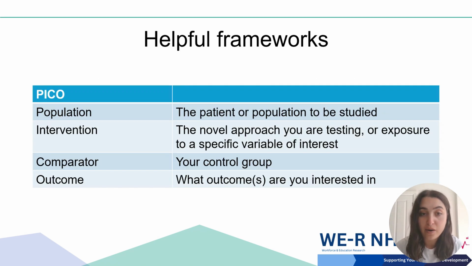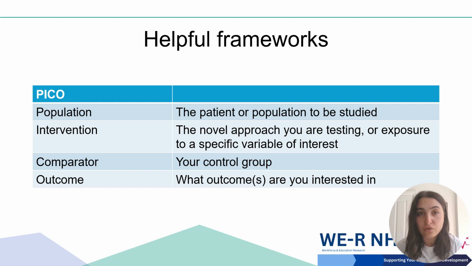There are a few other helpful frameworks that you can use to help you plan your research project. The PICO framework is relatively well known and is often used within systematic reviews, but it can also be really helpful when planning a research study. PICO stands for Population, Intervention, Comparator and Outcome, and this helps you to specify both the patient or population to be studied, the approach you are testing or exposure to a specific variable of interest, so your intervention, your control group or whoever your comparator will be, and also the outcomes that you're interested in.